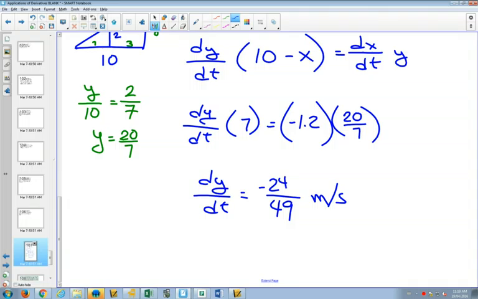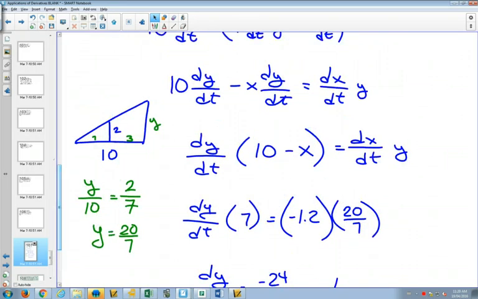So again, here we had to set up our similar triangles, one to get our equation, and also to figure out values within that equation. We noticed here that we didn't have a value for y, but when you're finding out a specific point when x was equal to 3, we could draw that picture out. When x was equal to 3, y is equal to 20 over 7.